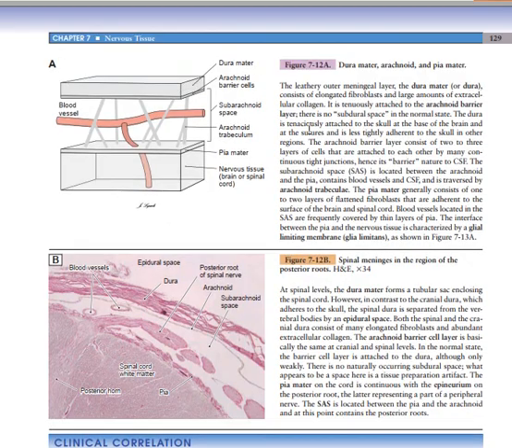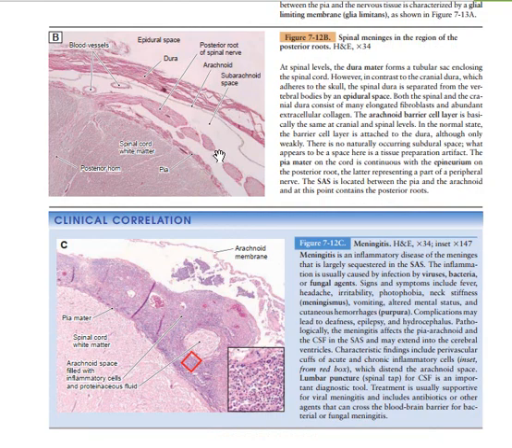Now the next one we have is the meninges. For the meninges you need to know that they are usually divided into three: the dura mater, the arachnoid mater, and then the pia mater. The arachnoid mater has the arachnoid barrier here. It has a subarachnoid space. In the subarachnoid space, the arachnoid trabeculae, as you can see here, or the arachnoid web, and then you have the blood vessels in the subarachnoid space, and then you have the pia mater with the nervous tissue underneath.